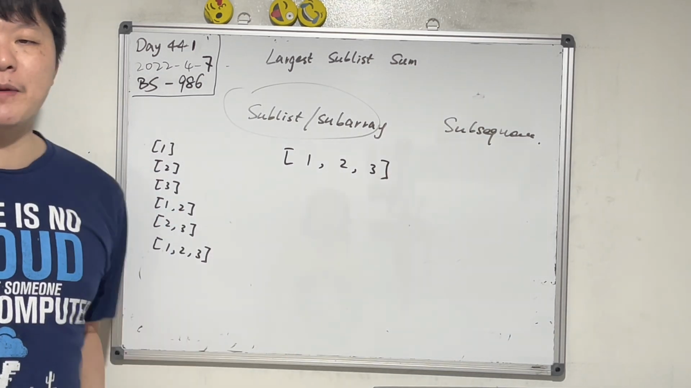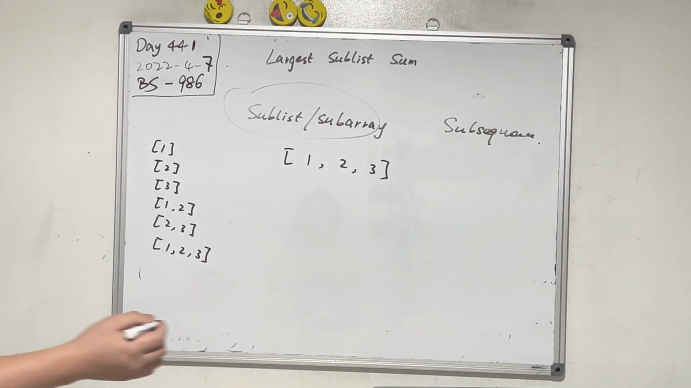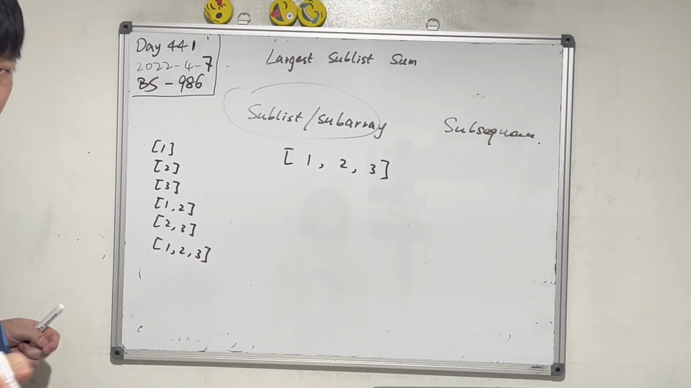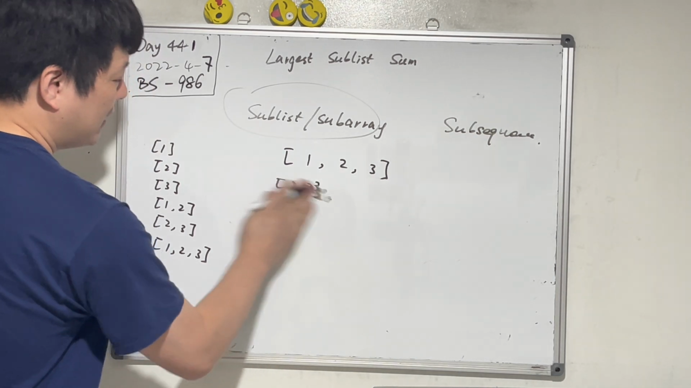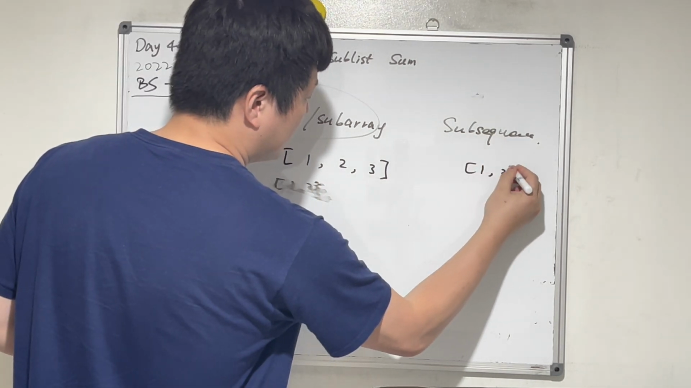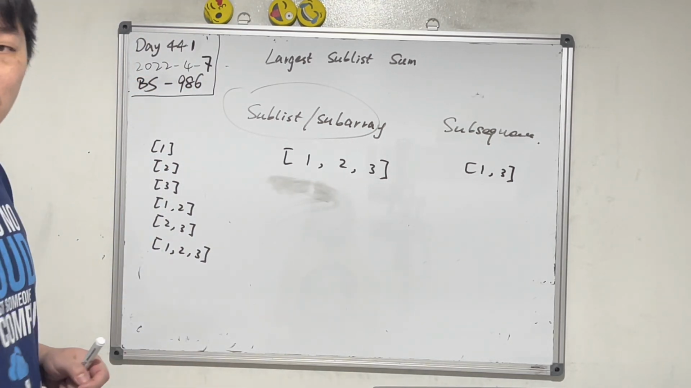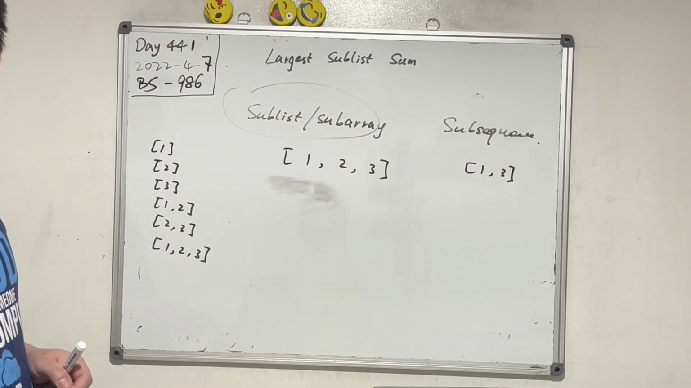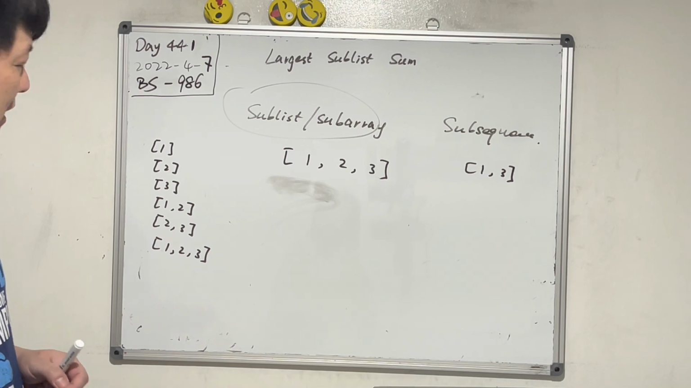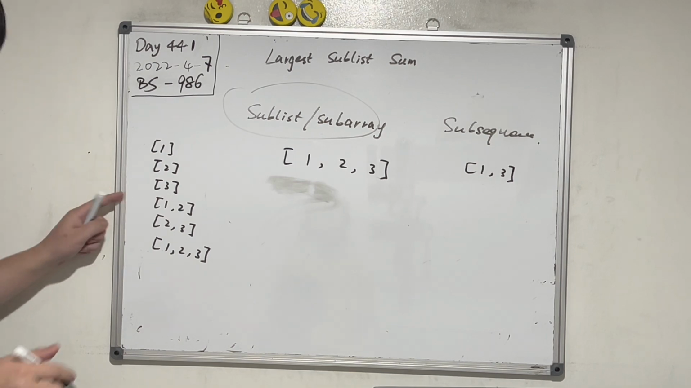Can you give me an example of a subsequence? 1, 3. Okay, not continuous, yeah? 1, 2, 3, 4, 8, 9, 6, and all of the others. Because subsequences don't have to be continuous. So all these are subsequences, right?